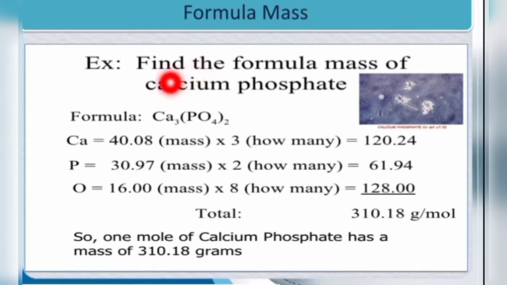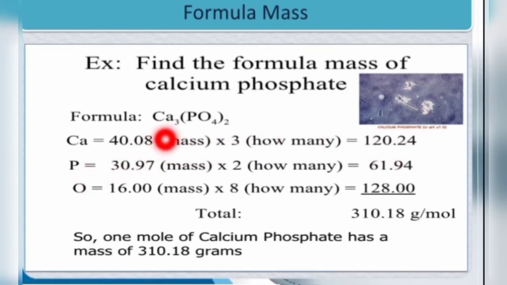Now, next example, find the formula mass of calcium phosphate. Here students, in the formula Ca3(PO4)2, oxygen 4 multiplied by 2, 4 2s are? Yes, 8. Total 8 oxygen are present in the formula of calcium phosphate. So simple, the atomic mass of calcium is 40.08 and how many total calcium? Yes, total 3 calcium. So 3 multiplied by the atomic mass of calcium, we will get the answer 120.24.